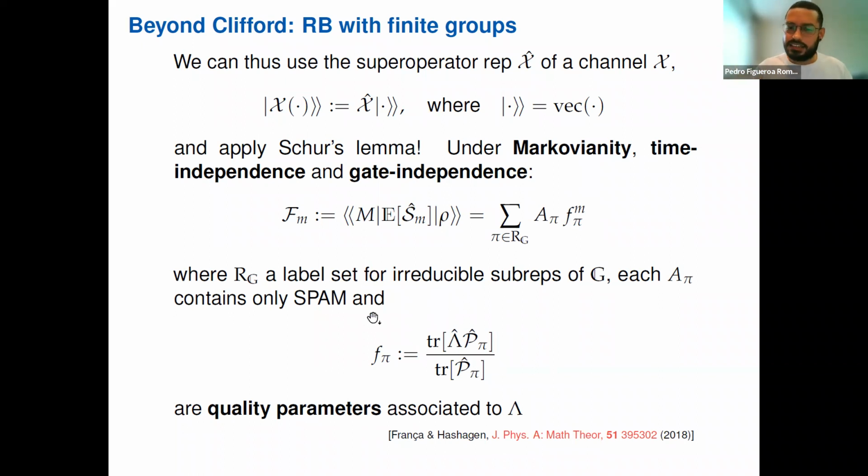And now they take this kind of form, which is a generalized form of the P that I showed you before that contained the average gate fidelity. If you consider the Clifford group, then all of these formulas reduce to the P that I showed you before, and these A_pi reduce to A and B, the ones that contain the SPAM errors.